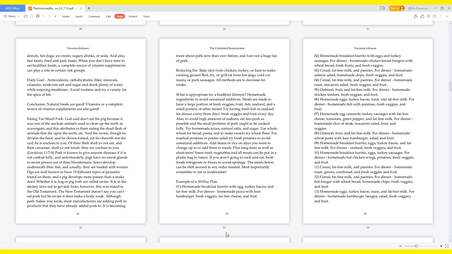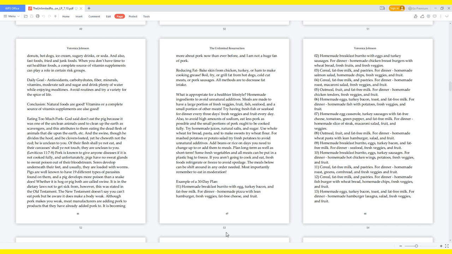Eating too much pork. God said don't eat the pig because it was one of the unclean animals used to clean up the earth as scavengers, and this is attributed to them eating the dead flesh of animals that die upon the earth, etc. "And the swine, though he divides the hoof and be cloven-footed, yet he cheweth not the cud, he is unclean to you. Of their flesh shall ye not eat, and their carcasses shall ye not touch, they are unclean to you."